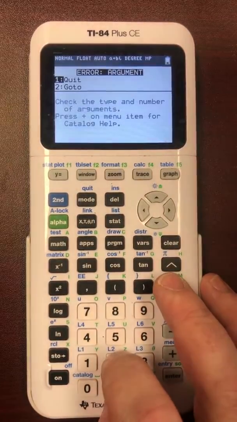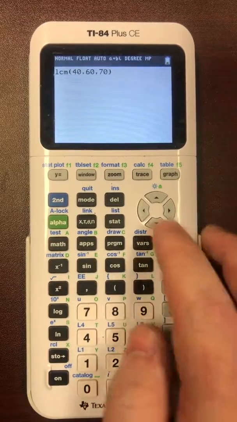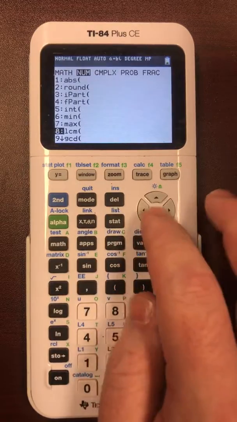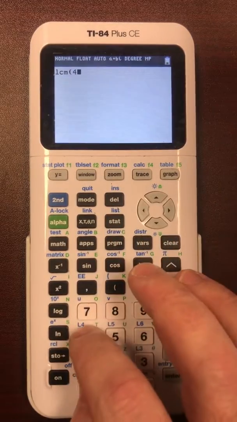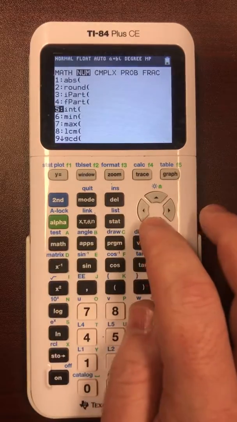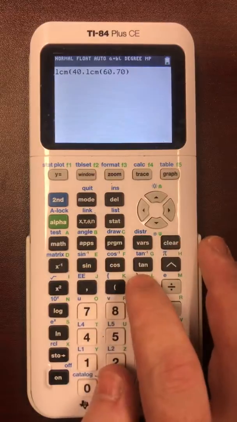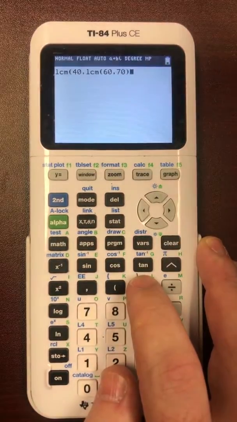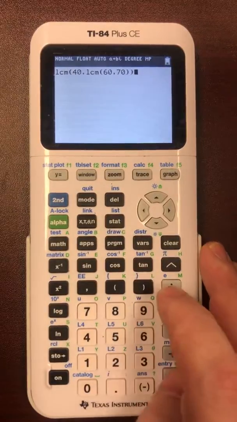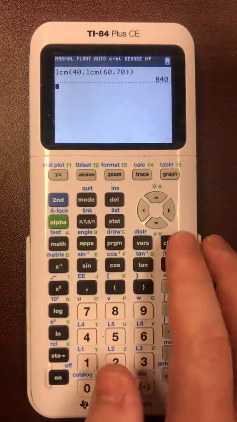But think of how we learned composite function notation where you can do a function inside of a function. That may not work. But what if instead we did math, num, LCM, what if we did 40, comma, and then did math, num, again, and put 60, 70? Because then it would find the least common multiple of 60 and 70 first, and then do the least common multiple of 40 and that new number. And it does it for you. So anything is possible if you nest it like that.